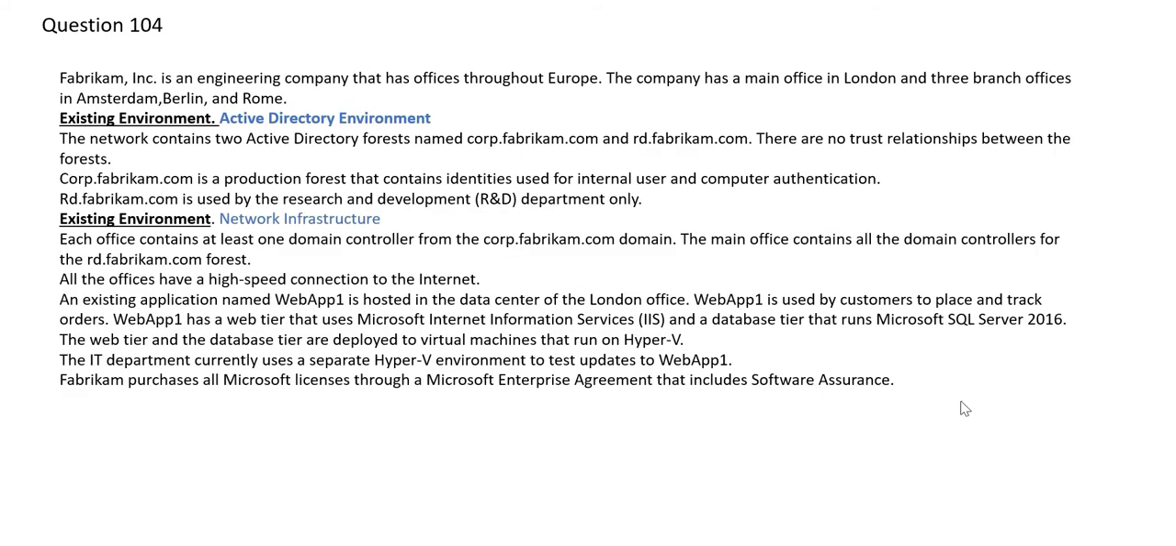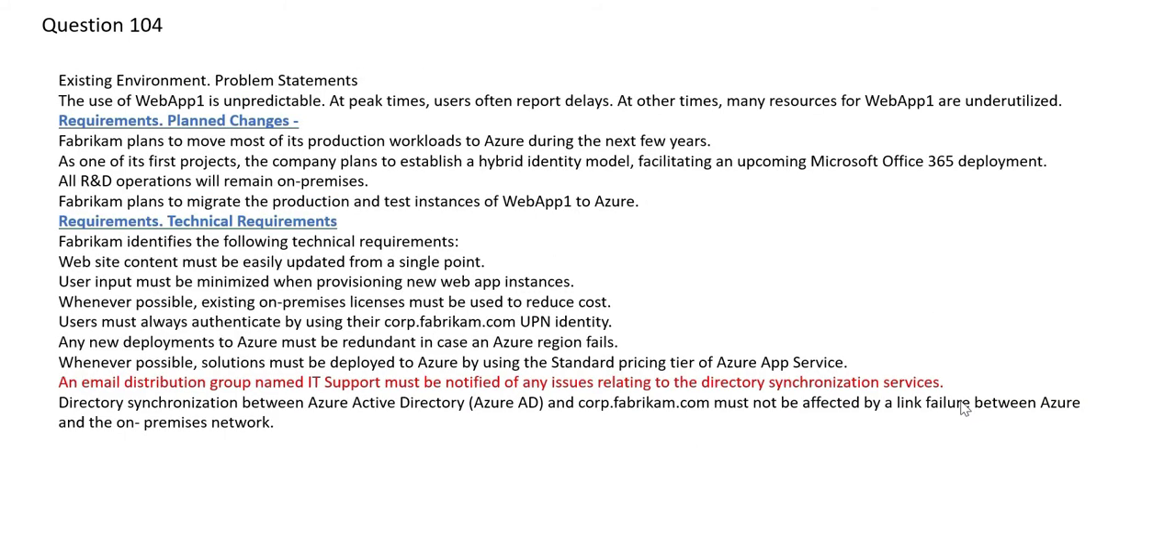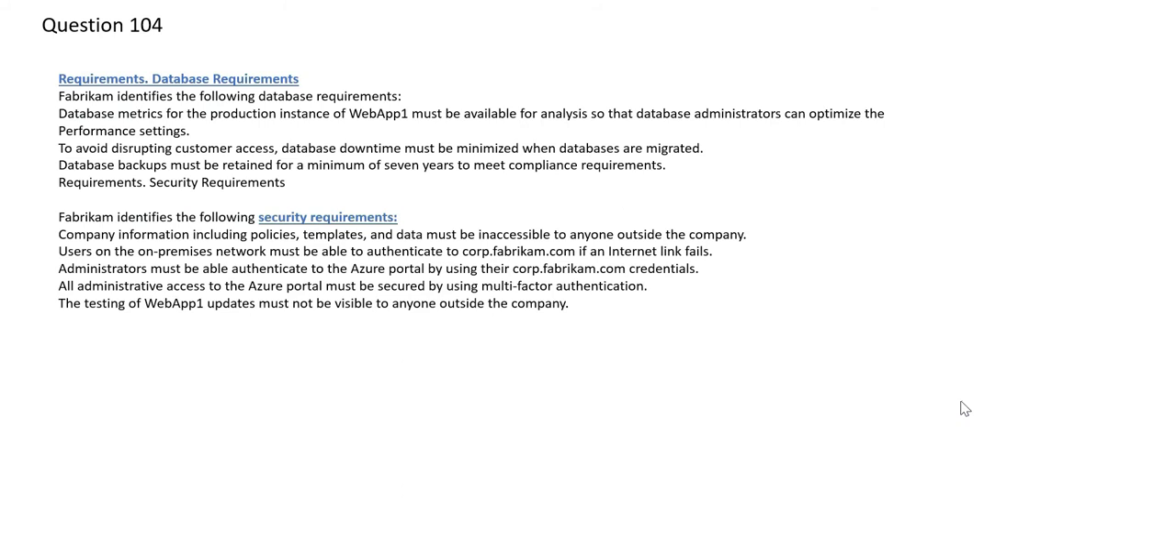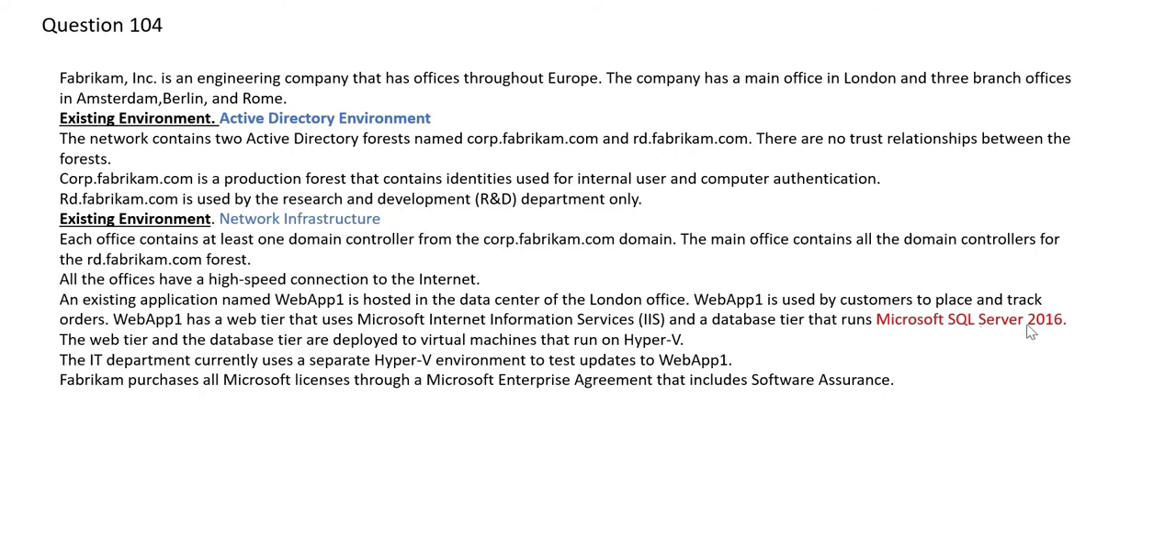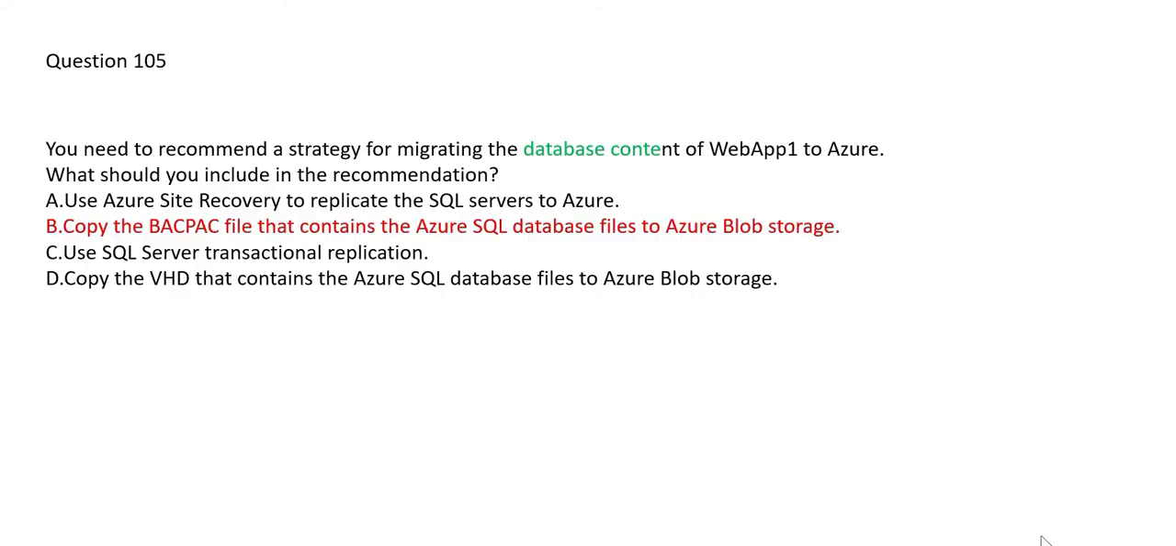So if I see the case study, in this section there is no database area covered, neither is it here, but here there is a special requirement for the database. Let's read this. Now see option B, what it is suggesting is a BACPAC that contains Azure SQL database files. If I go to the case study, I see the existing environment is on Microsoft SQL Server 2016. There is no Azure SQL Server, so this option is wrong because it's already on SQL Server. So there is no point in creating a BACPAC file and moving that contains the Azure SQL database files, because there is no Azure SQL database.